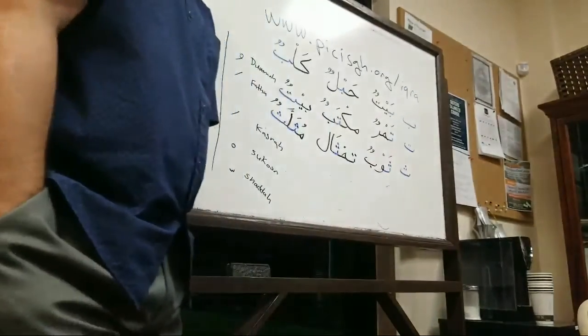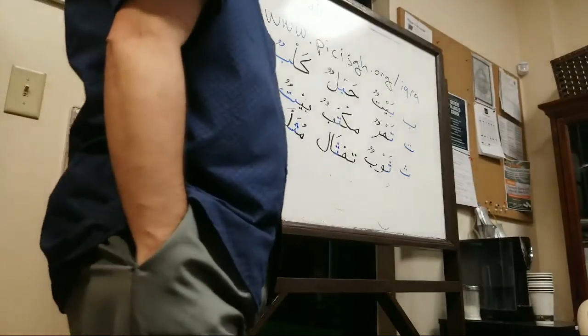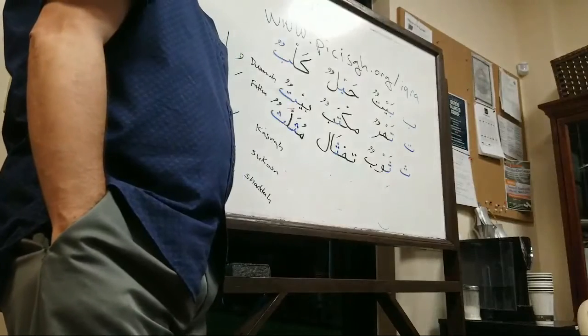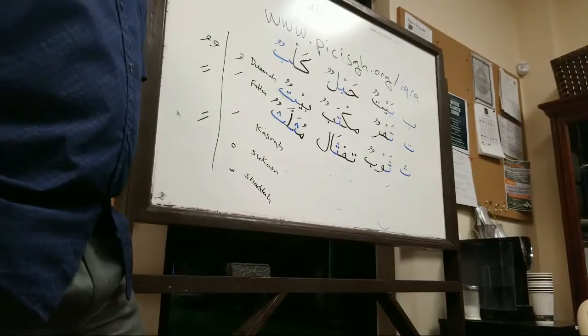No. Then there are symbols for verbs too. So you know what's a verb, and what's before the verb. How does the verb start? If it's present or past. For example, I'll give an example of a verb. Kataba, he wrote. Daraba, he hit. Fataha, he opened. Masaka, he held.